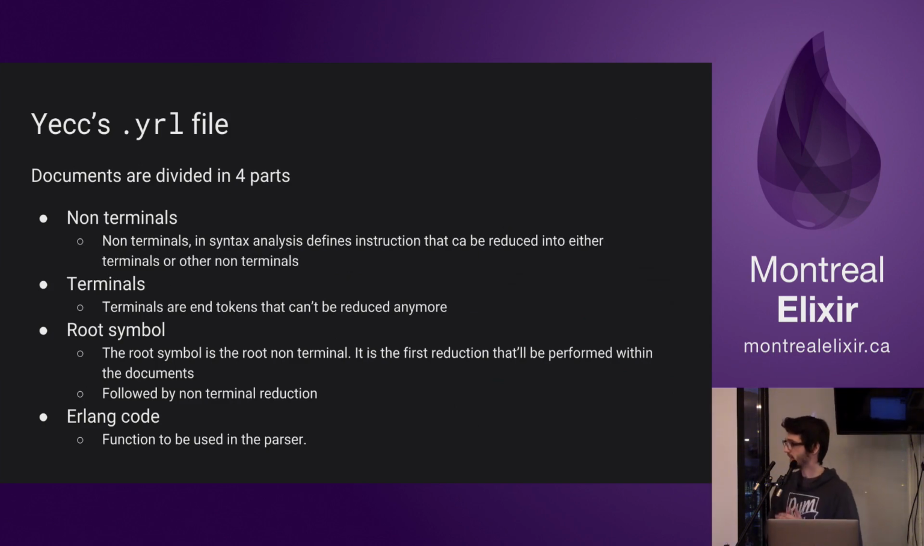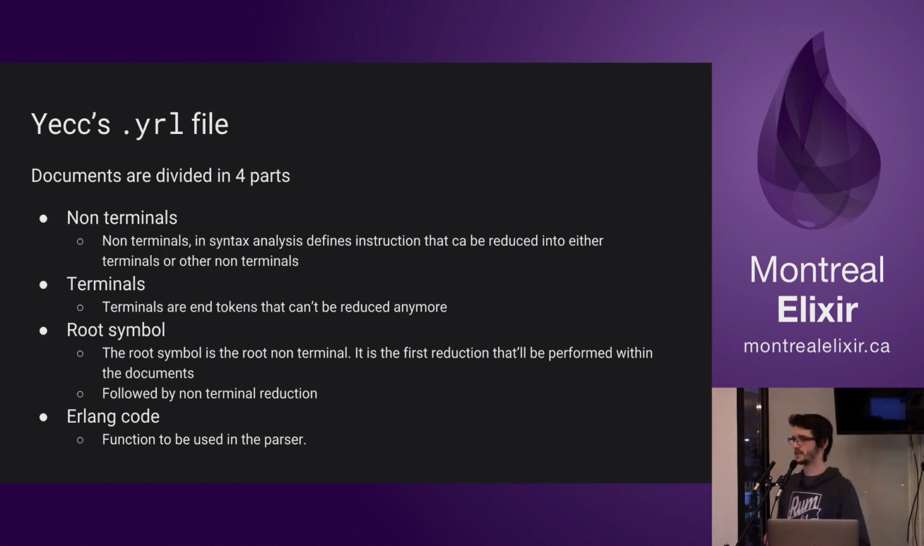So the Yecc parser file is divided in 4 parts. First, we have non-terminals that we have to define. For non-terminals, we only name them. You tell this is a non-terminal, this is a non-terminal, and the same for terminals. You will see in the file that it's much clearer. We will define only the terminals and non-terminals that our parser will use, so we can recognize them.